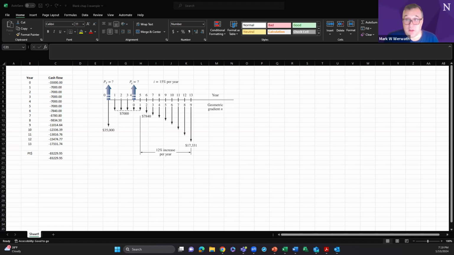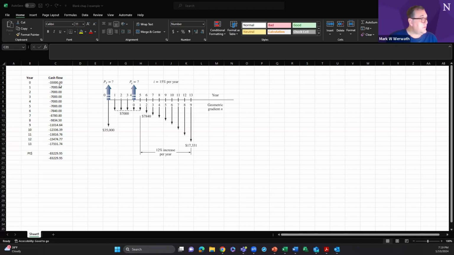In fact, everything in this analysis is an expense. The question at hand is, can you determine the net present value in year zero of all cash flows at i equals 15% per year? So the interest rate's 15%. We're going to look at all the cash flows, and let's get started.